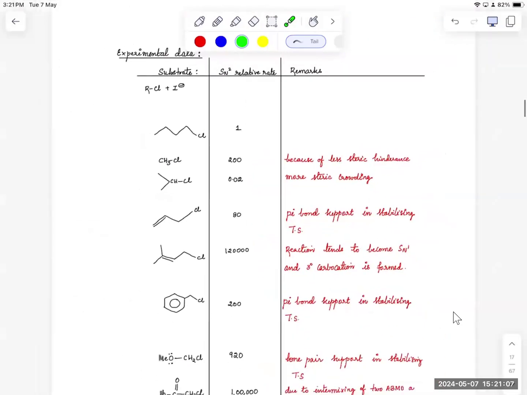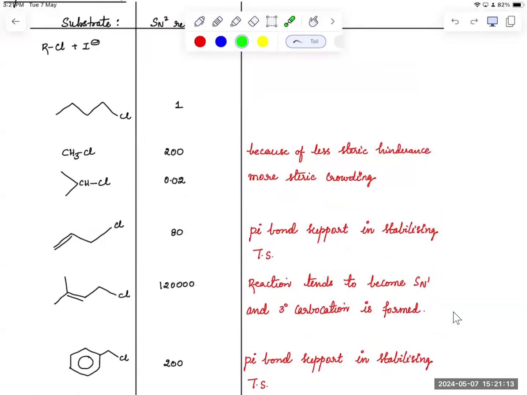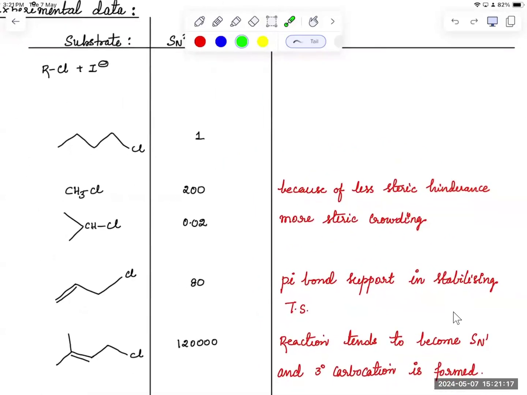Now check out the experimental data once. I want all of you to first check out the data, read the remarks, then I'll discuss it. First, check out the first four cases. Everybody, read it. The number represents this many times greater than that of the first case, which is butyl chloride.